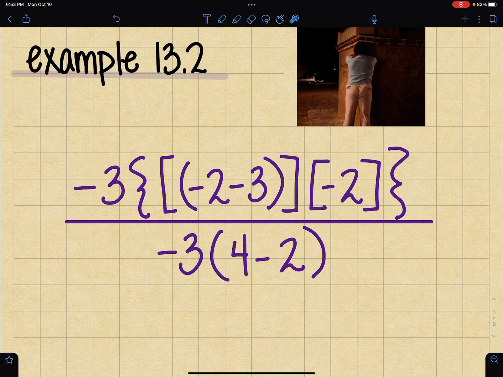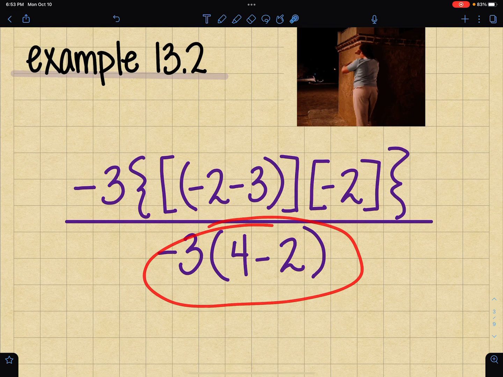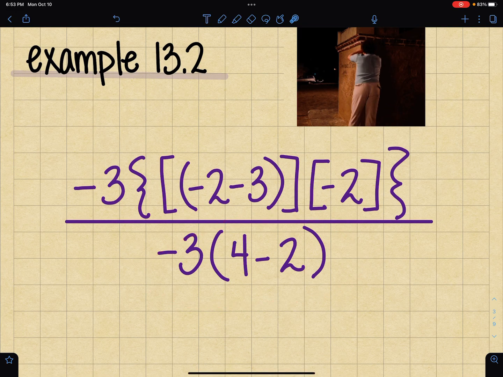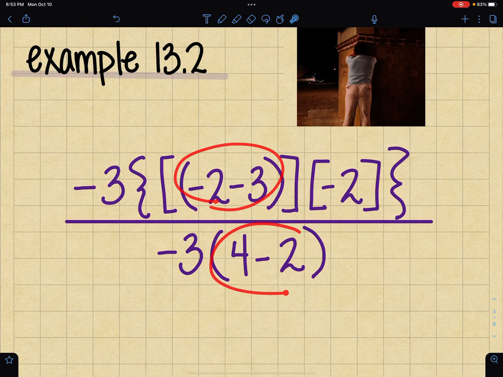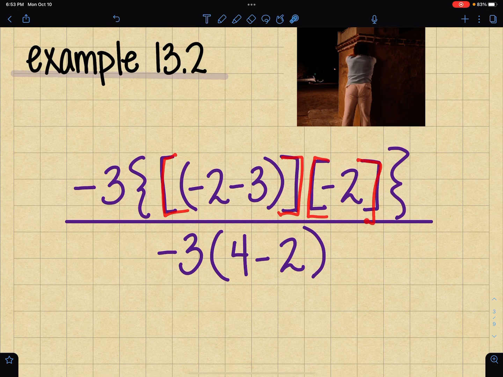Alrighty, let's do example 13.2. Now this one is even more interesting. You knew that they were going to take this to the next level because there's a super complicated thing on top and a super complicated thing on the bottom. So we have to find the nucleus of the top and then find the nucleus of the bottom. Okay, so the nucleus of the top is this. Negative, because there's brackets, but that's not the nucleus because there's also brackets here, and there's parentheses still on the inside of those brackets. So this is the nucleus.